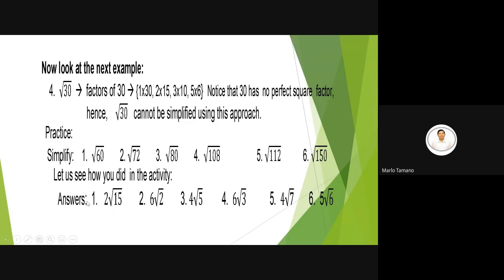Alright, so mag-practice pa tayo. Meron pa tayong answers dyan sa baba niya as our basis. Simplify. Number 1 is square root of 60. What are the factors of this 60 wherein one of its factors is a perfect square number, or perfect square factor? 2 times 30. Napakalaki nung 30.